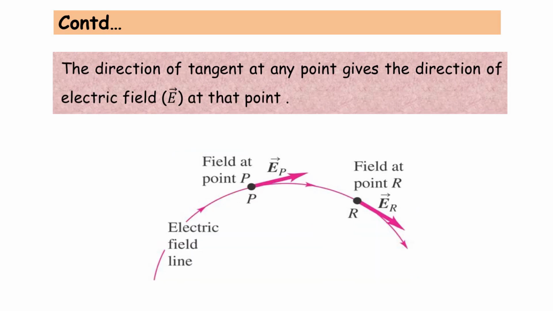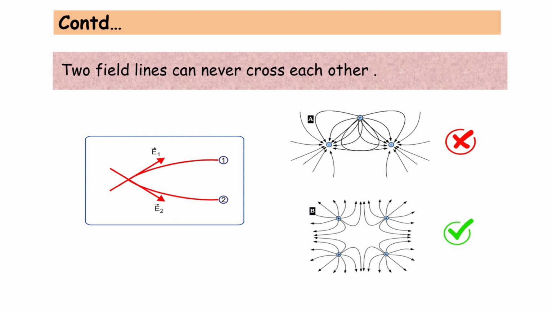Next property is the direction of tangent at any point gives the direction of electric field at that point. You can see that at point P and point R, the tangent at that point gives the direction of electric field. Next one is, two field lines can never cross each other. Students, at a single point, two tangents, that is two directions, cannot be possible. That is why two field lines can never intersect each other.